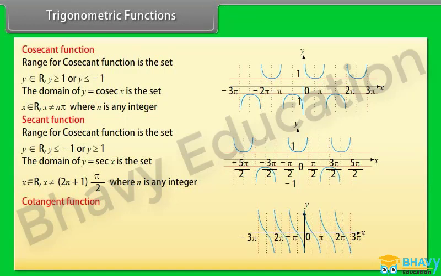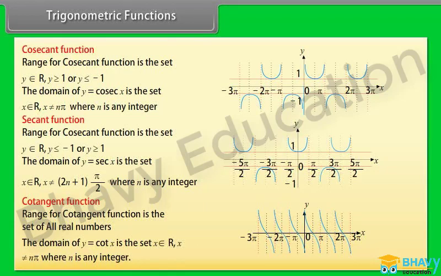Cotangent function. The range of the cotangent function is the set of all real numbers. The domain of y = cot x is the set of x belongs to real numbers, x not equal to nπ, where n is any integer.